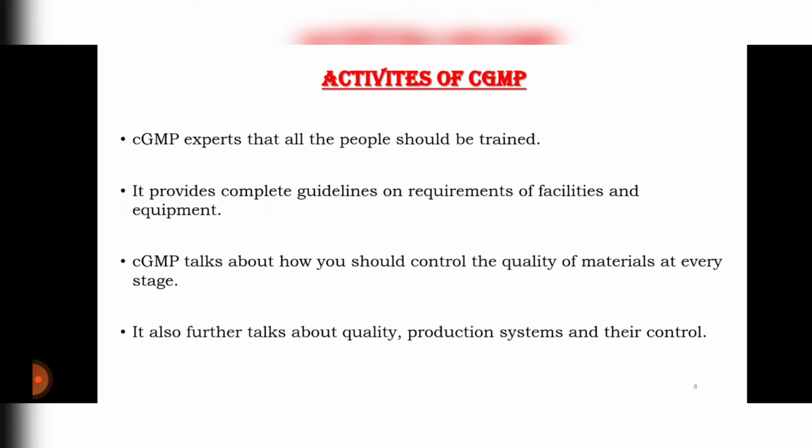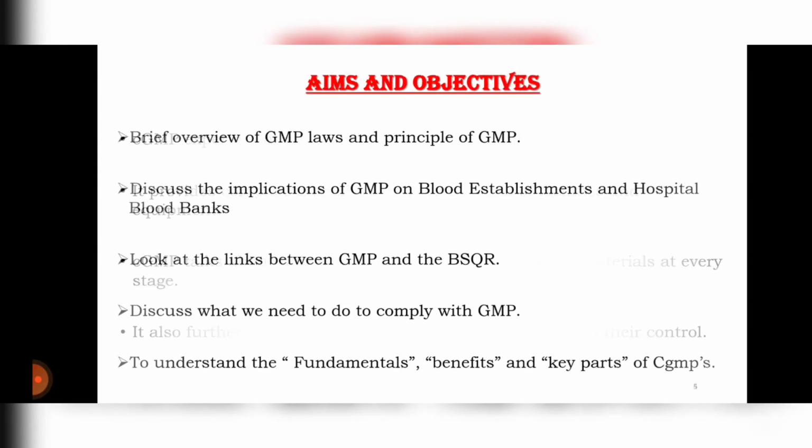It also talks about the quality production systems and control, and aims and objectives. What are the aims and objectives? It is very important. What is the aim of this cGMP? Why did they develop cGMP? It gives a brief overview of the GMP laws and principles of GMP. Why is GMP needed? Why was the culture of GMP developed by USFDA? What is the principle of GMP? These things only it will explain, because it is a part of GMP only. It is the advanced form of GMP only.